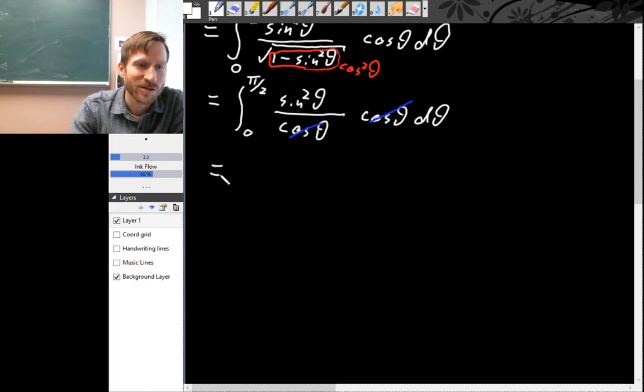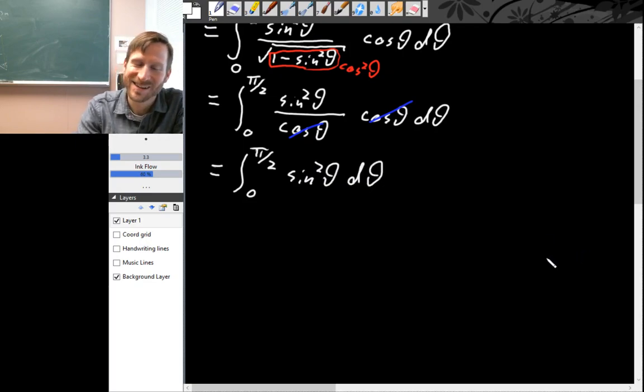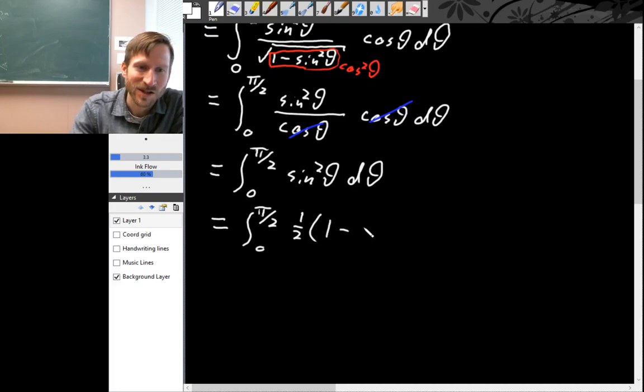And so our integral is now the integral from 0 to pi over 2 of sine squared theta d theta. All right, well, the integral of sine squared is the sort of integral that we worked on in the section on trigonometric identities. So hopefully you remember that the way to handle sine squared is to use the double angle identity. Sine squared is 1/2 times 1 minus cosine 2 theta, like so, d theta.